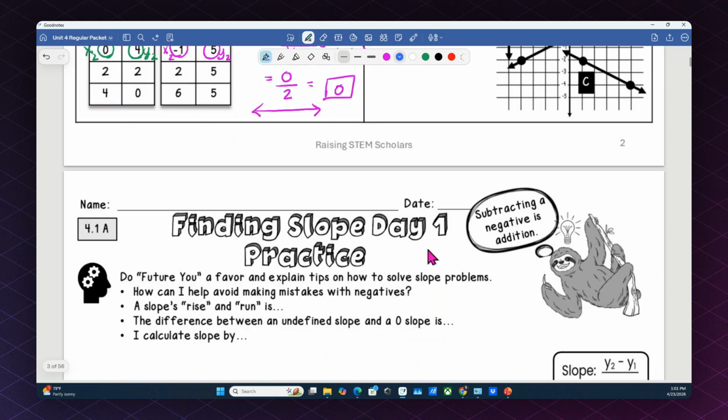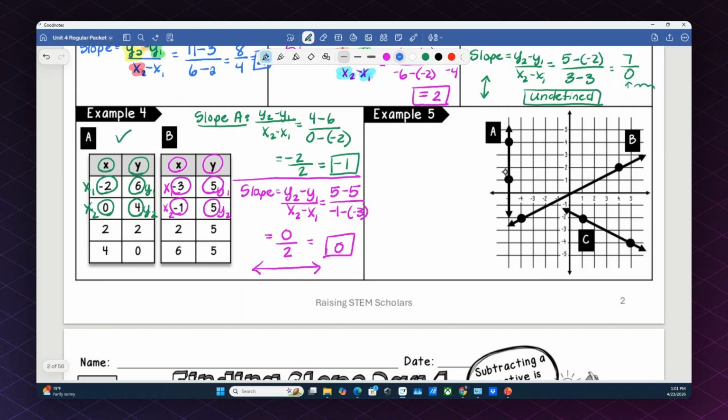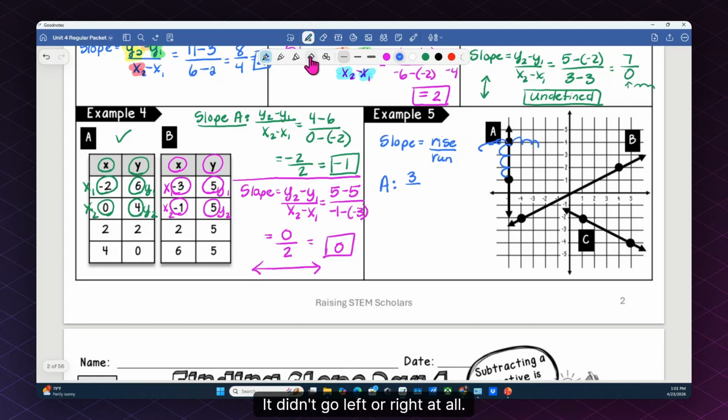Okay, so if we look at this, we're going to write slope is rise over run. So for A, when I go my rise, it's going up 1, 2, 3. So I went up 3. But my run, it didn't go over here any, and it didn't go over here any. It didn't go left or right at all. So if it didn't go left or right at all, that is a 0.